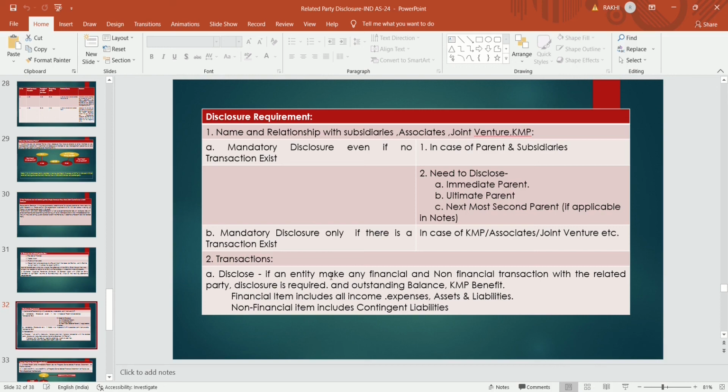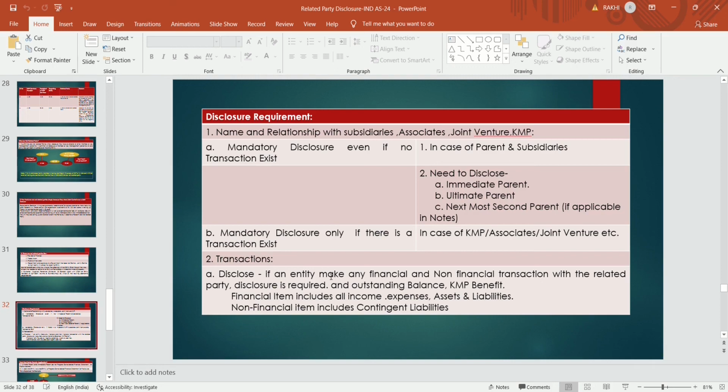If an entity makes any financial or non-financial transaction with a related party, then the entity is required to disclose all the transactions. For example, if there is any sale to the related party, purchase from the related party, loan given to the related party, loan received from the related party, or any kind of transaction with the related parties.